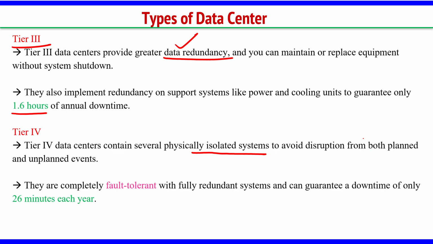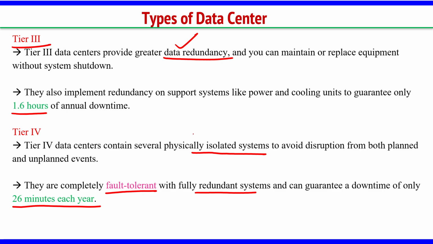From both planned and unplanned events, we have different isolated systems, so that if any unplanned or planned event happens, we need not worry about that. They are completely fault tolerant. Tier 4 data centers are fault tolerant with fully redundant systems and can guarantee a downtime of only 26 minutes each year. See how it compares to tier 1. It is that available, and this is one of the best versions of data center.